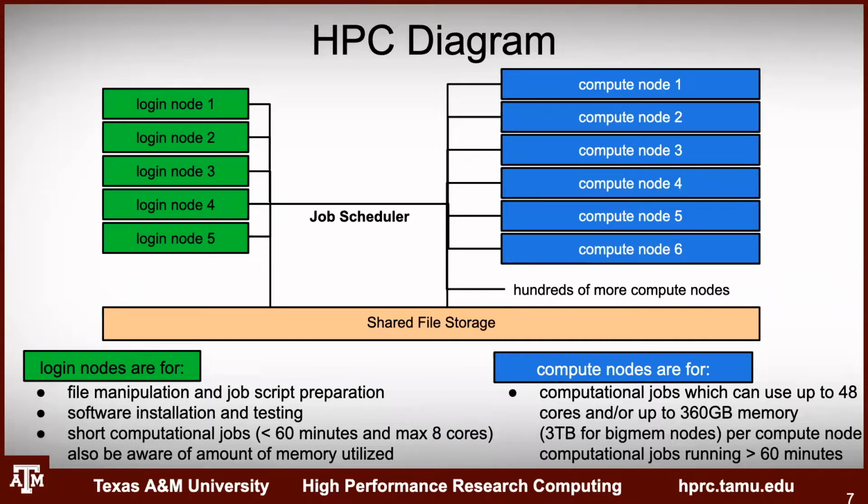Typically, you're logging in here in order to submit a job that will be run on one of the compute nodes, which have a lot more resources. These computational jobs can use up to 48 cores and or 360 gigabytes of memory. For the larger memory nodes, it can go up to 3 terabytes per compute node. These are for your bigger jobs, which is typically what we're going to be doing with NGS data. These jobs are going to take quite a bit longer than 60 minutes to run.